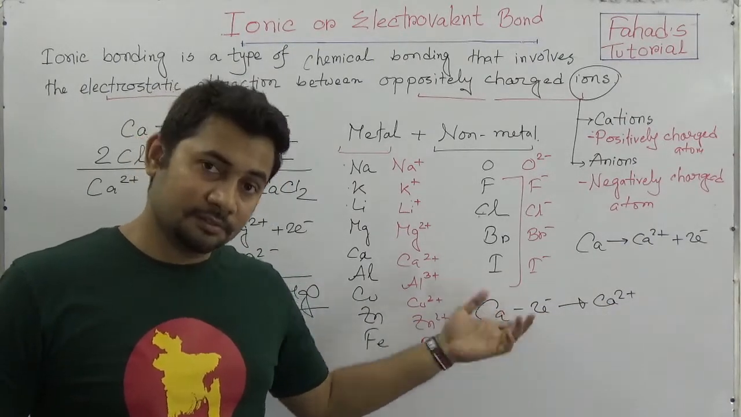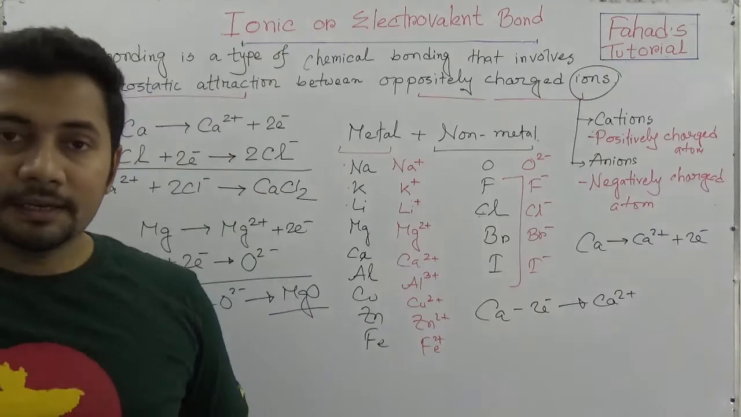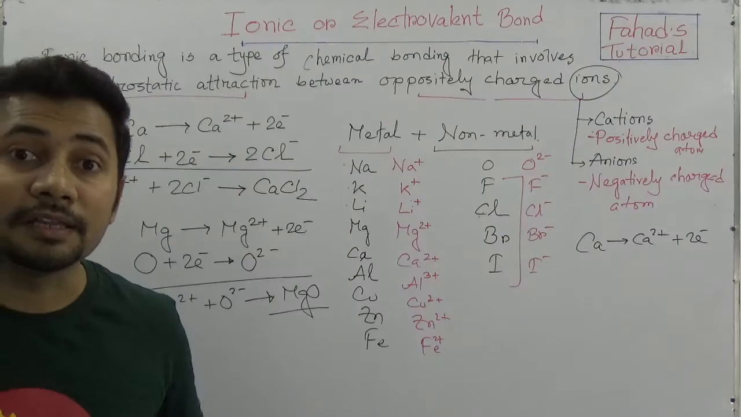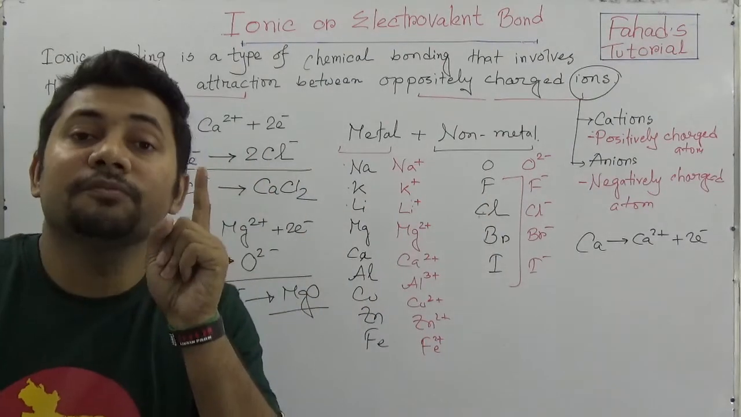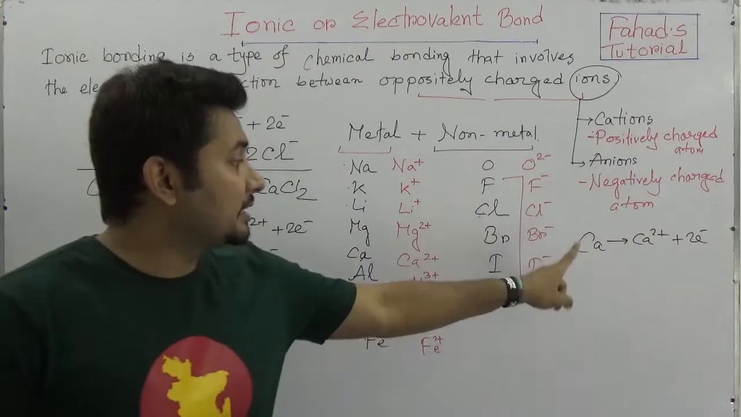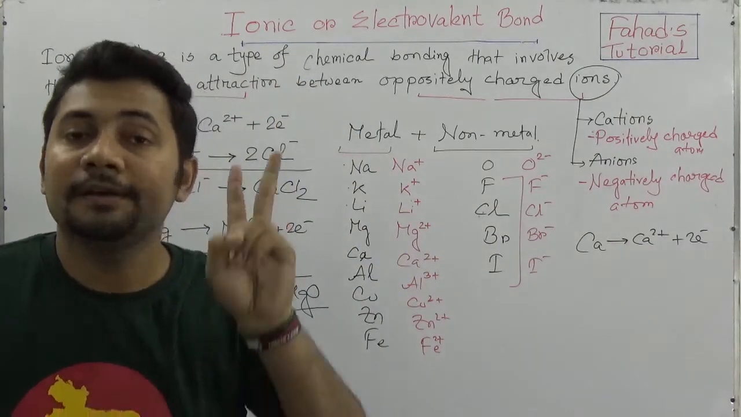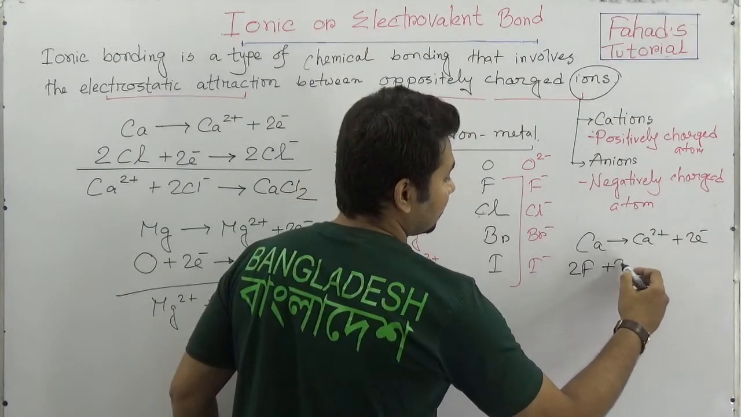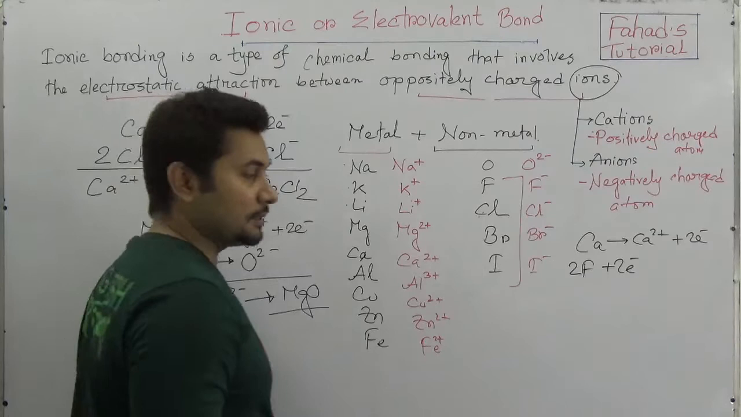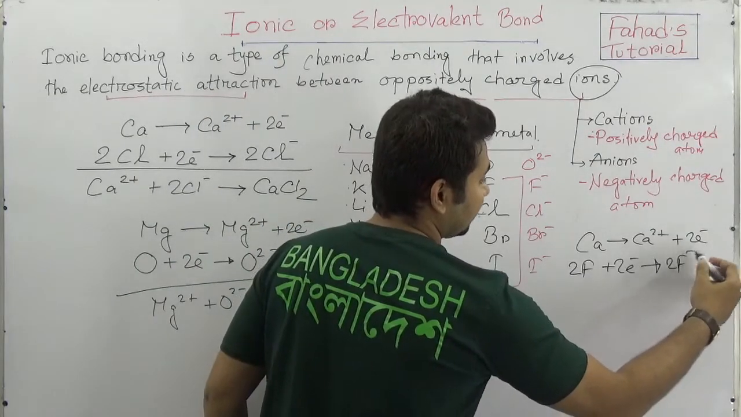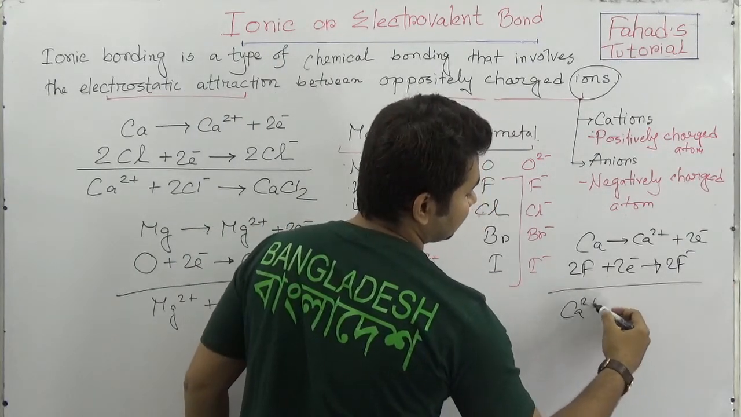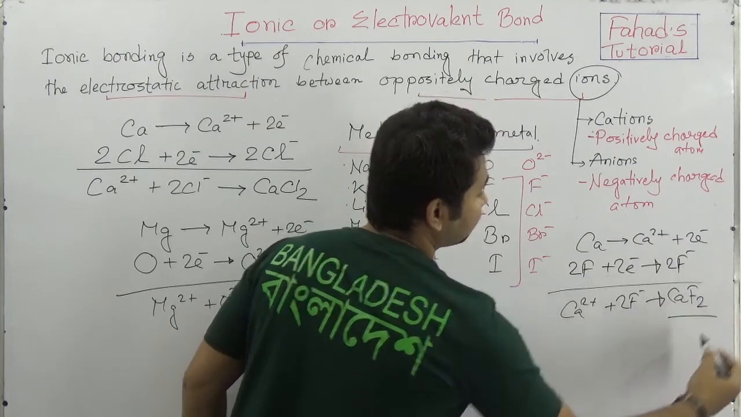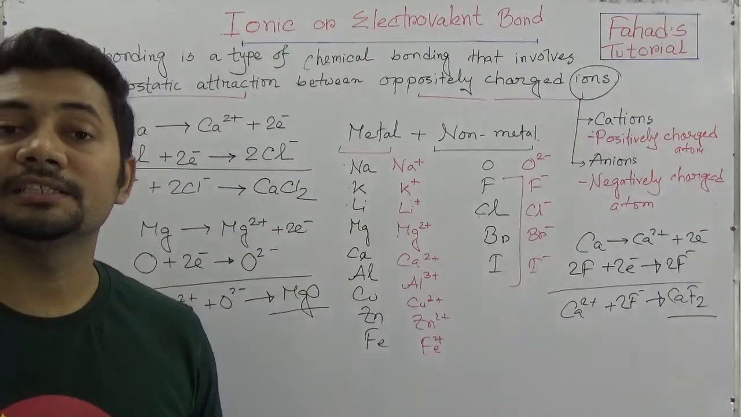So donating electrons could be like this. In the case of chlorine or fluorine, what is the main thing? Fluorine is 1 negative, that means fluorine is ready to accept 1 electron, but calcium donates 2 electrons, so 2 fluorine are required to accept these 2 electrons, and then it will become 2F minus. Then it will be like calcium 2 plus 2F minus, and then it will form CaF2, which is the formula of calcium fluoride.